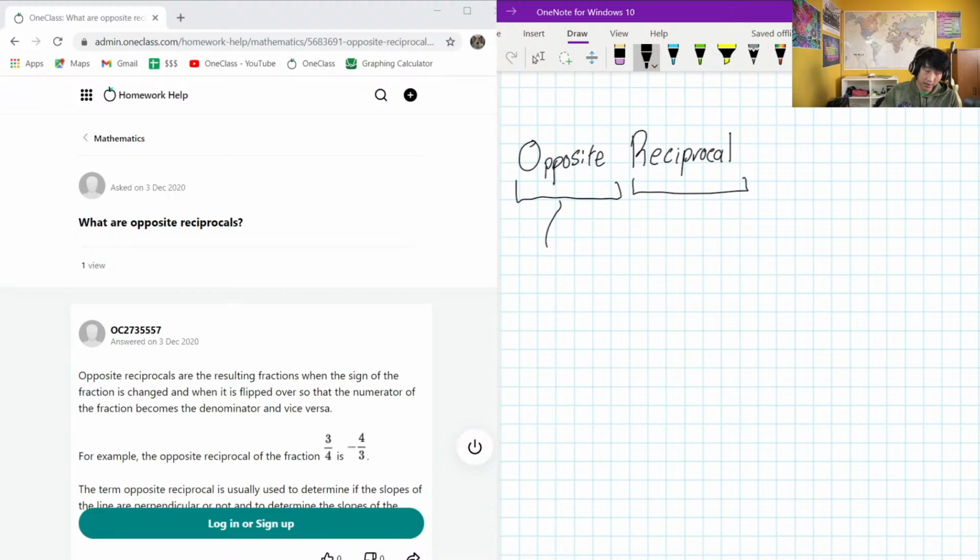So the word opposite, this means we're going to flip the sign, flip the plus minus sign. So positives become negative, negative becomes positive. That's what we mean by opposite. And reciprocal, well, we flip the fraction.